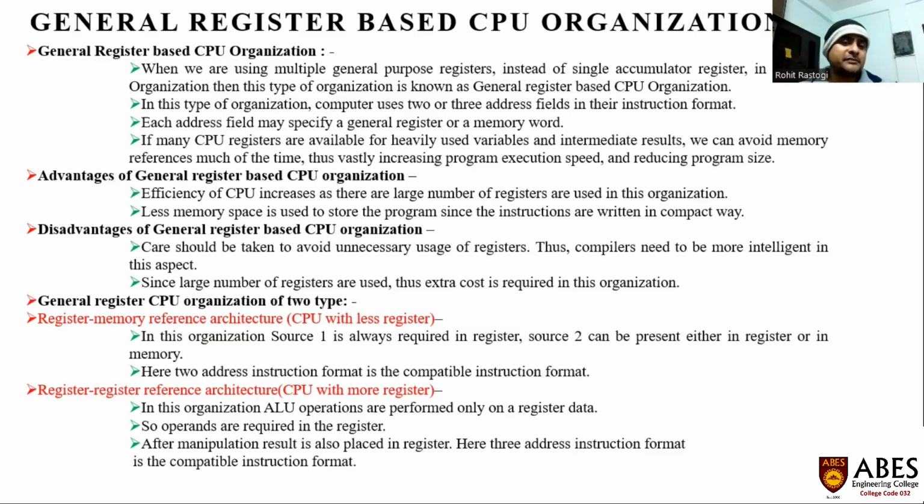The advantage of general purpose registers is that they are more efficient as the CPU performance increases, since they are large in number and use less memory space, so instructions can be written in a compact manner. The disadvantage is that care should be taken to avoid unnecessary use of the registers. Since a large number of registers are used, extra cost is required. So general purpose register organization is costly.